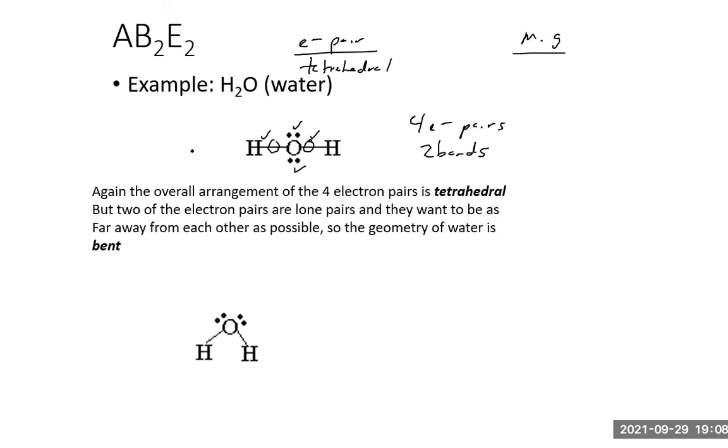This guy has everything in terms of worst case scenario. It has bonding electrons near bonding electrons. It has non-bonding electrons near bonding electrons. And it has non-bonding electrons near non-bonding electrons. These two guys try to go as far away as they can from each other. The result of that is as they move out, the hydrogens basically move down, and it ends up in a shape which is referred to as bent or V-shaped.